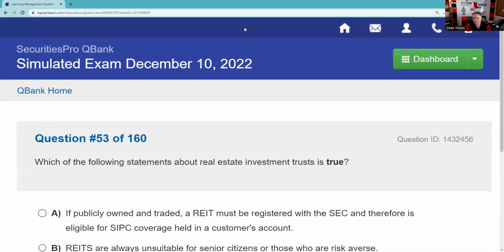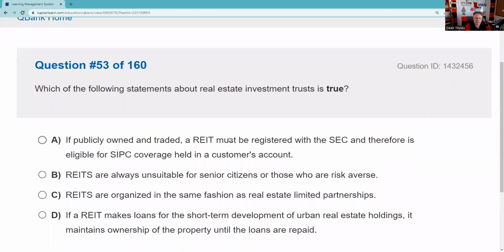Question 53. Which of the following statements about real estate investments is true? If publicly owned and traded, a REIT must be registered with the SEC and therefore is eligible for SIPC coverage held in the customer's account. Well, I don't know. I like that a lot, but let's see what my other questions say. REITs are always suitable for senior citizens who are risk averse. No. REITs are organized in the same fashion as partnerships. No. REITs are different than partnerships. If it's a publicly traded REIT, it's a way to have a liquid asset allocation. If it's non-traded, not so much. But there's not a flow through of profits and losses in the REIT. So that's not true. If a REIT makes a loan for short-term development of urban real estate, it maintains ownership of the property until the loans are repaid. No, that's not true. The rest of them are nonsensical.